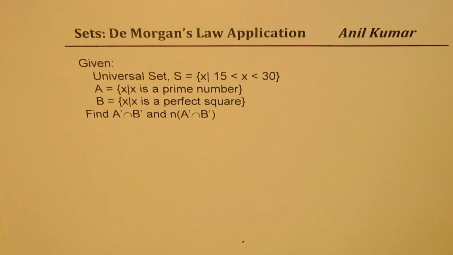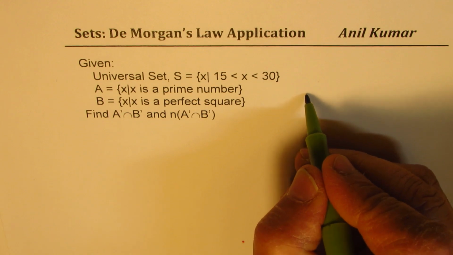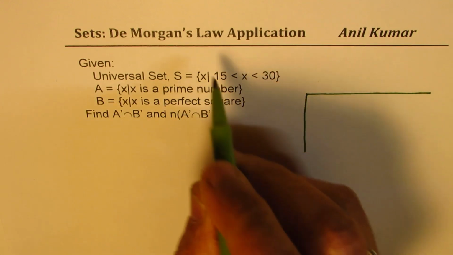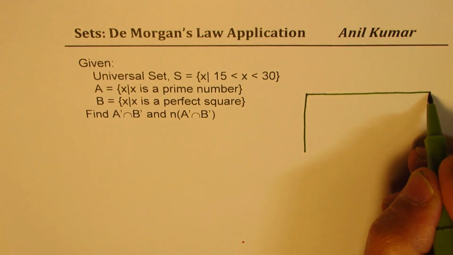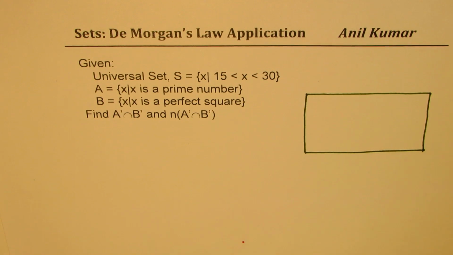Now, we have many ways to do it. Let me also share with you a Venn diagram which can help us visualize the solution, right? We'll also use De Morgan's law, a part of it. De Morgan's law has two parts. One relates to what we're trying to find, intersection of complements of two sets.